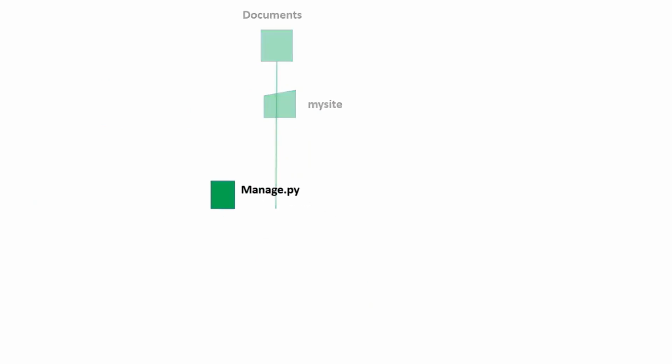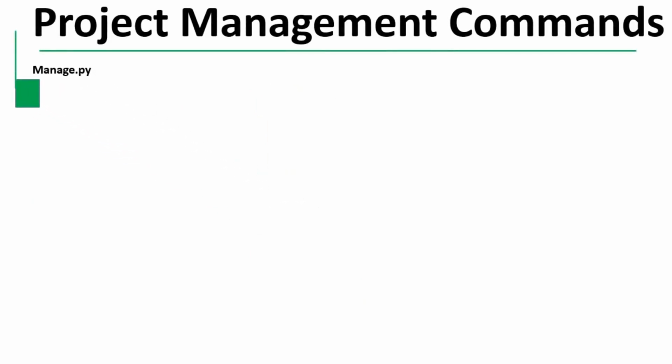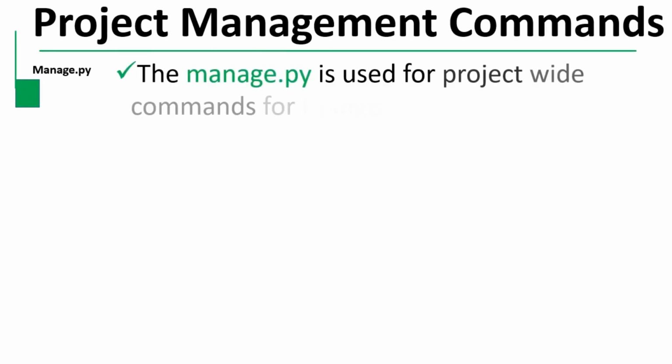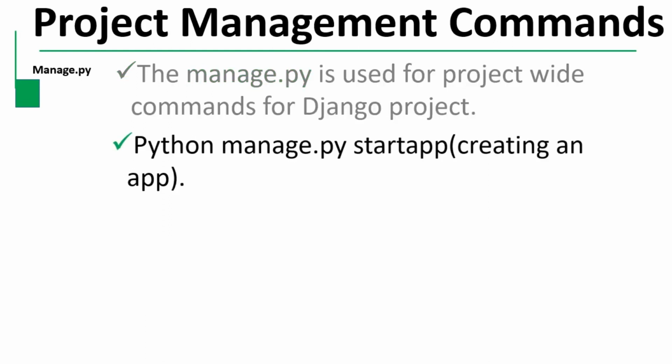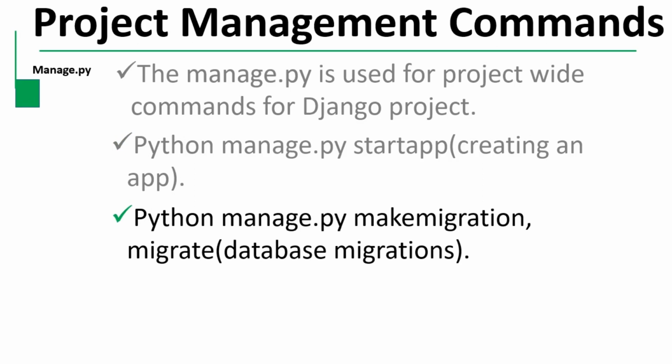And then we have the manage.py. What is this? The manage.py is a module that contains project management commands for the whole Django project. If you want to run it, if you want to create other modules, if you want to make migrations, all those commands are contained in the manage.py module. So the manage.py is used for project-wide commands for the Django project.